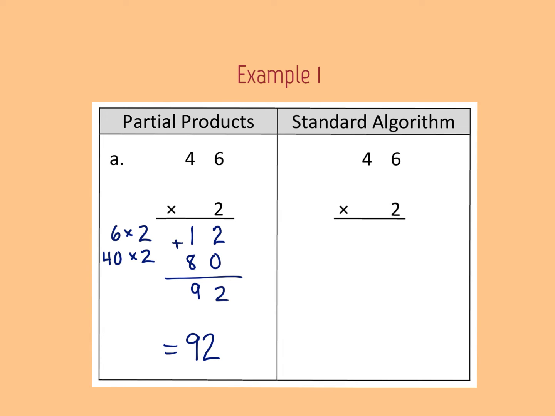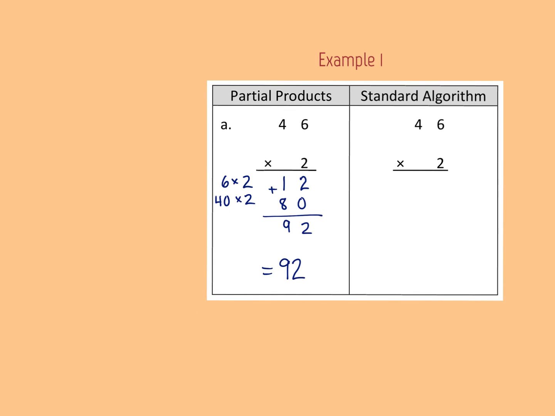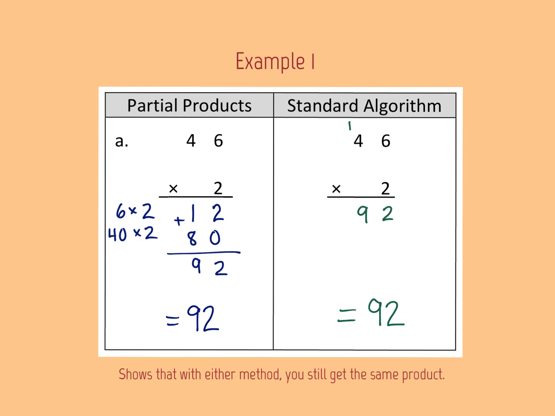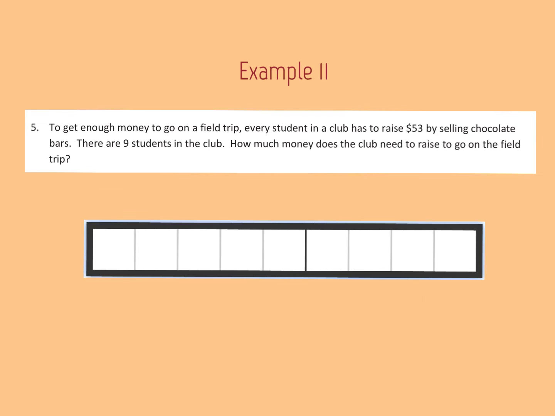And for the standard algorithm, we would do 6 times 2, which is 12, and then 40 times 2, which is 80, plus 10, which is 90. So that equals 92, which shows that with either method, you still get the same product: 46 times 2 equals 92. Our next example is a word problem.